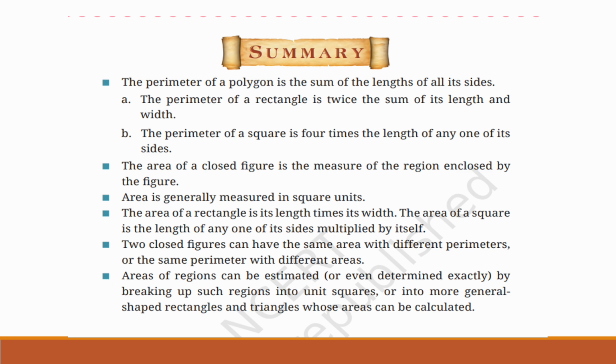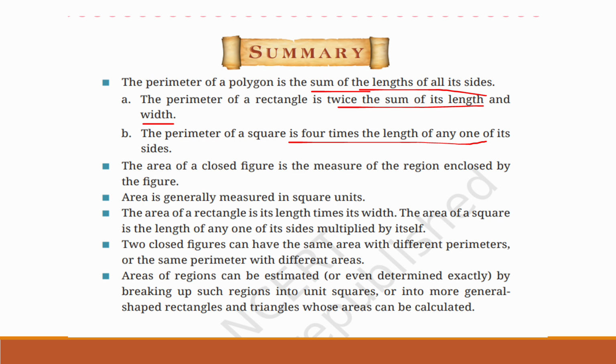So, the summary of this chapter: the perimeter of a polygon is the sum of the lengths of all its sides. This is very important. Perimeter is the sum of the lengths of all its sides. The perimeter of a rectangle is twice the sum of its length and width. The perimeter of a square is 4 times the length of any one of its sides.